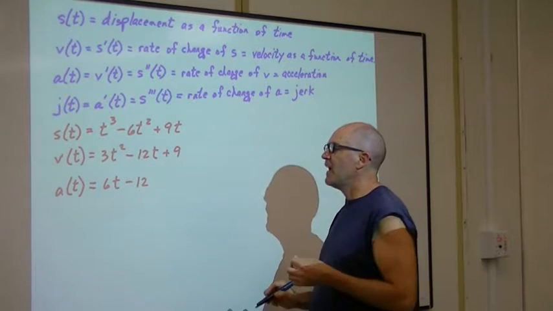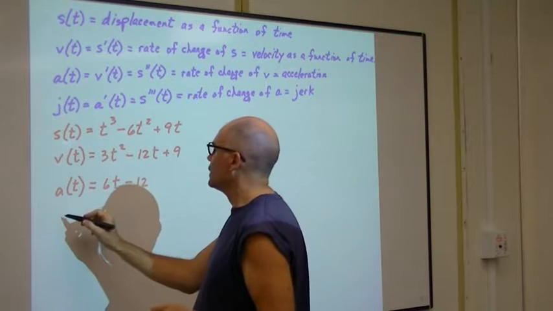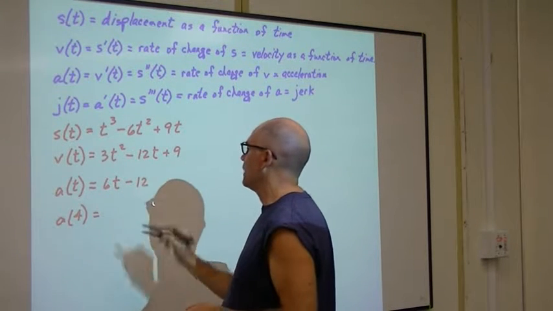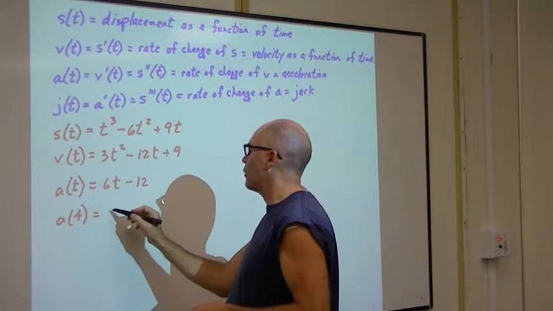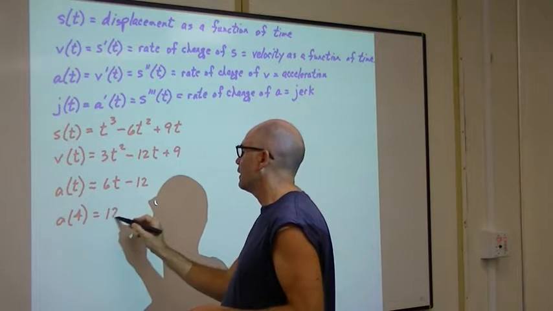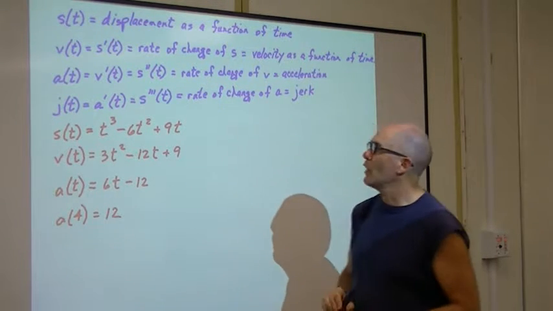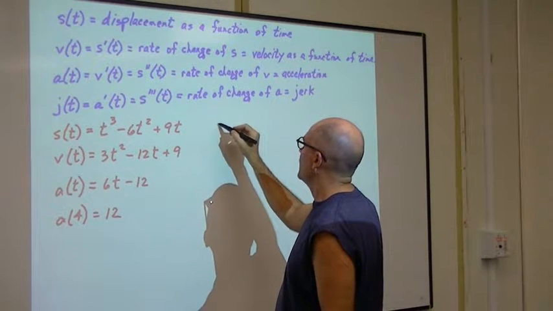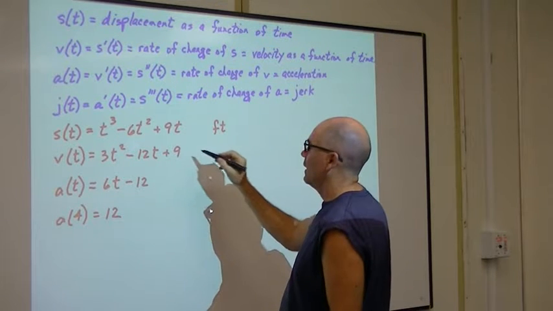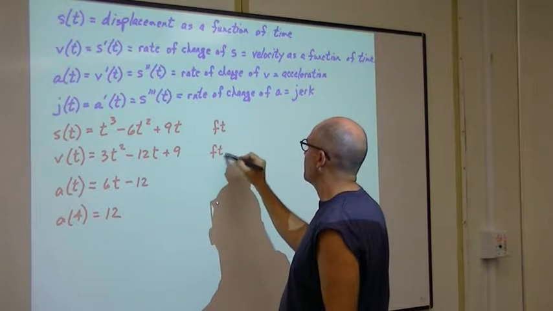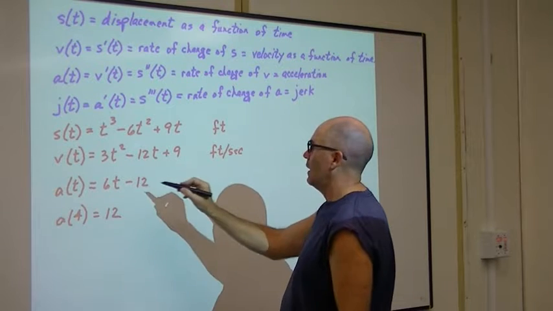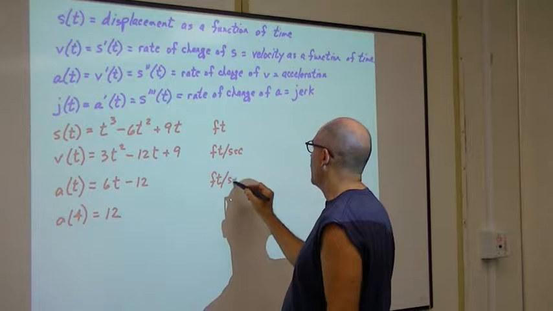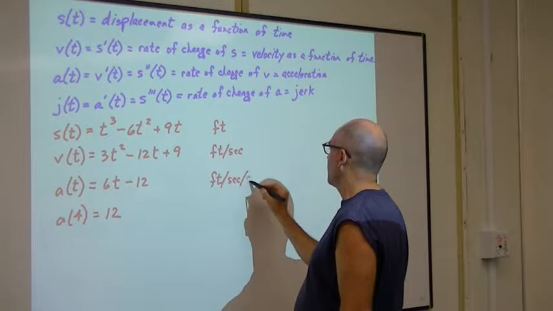Next, they ask us, what's the acceleration after 4 seconds? Well, all I do is plug in 4 here. 6 times 4 is 24, minus 12 is 12. So the acceleration, notice displacement would be in feet. Velocity would be in feet per second. Acceleration is the rate of change of feet per second. Well, that would be feet per second squared.